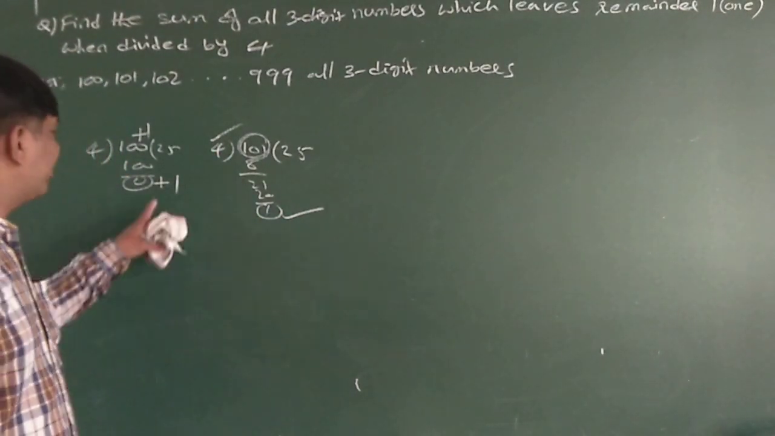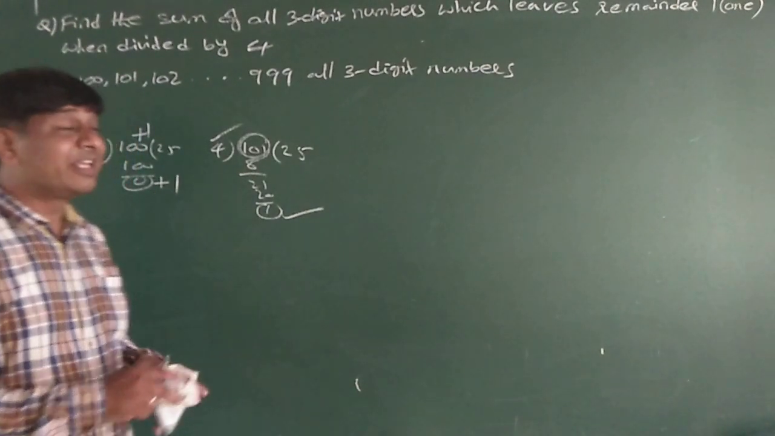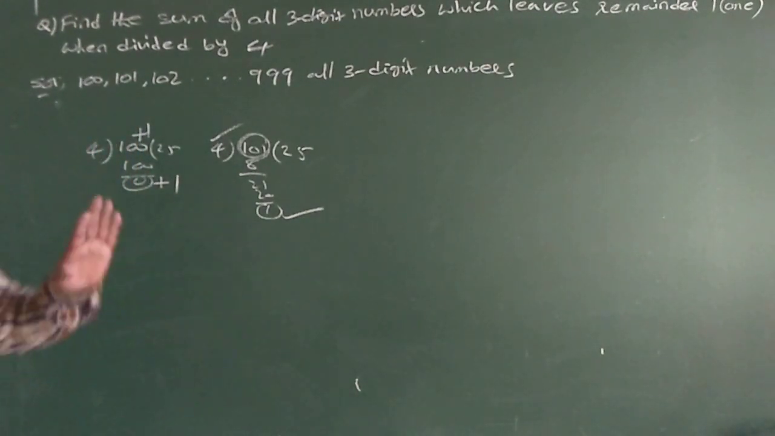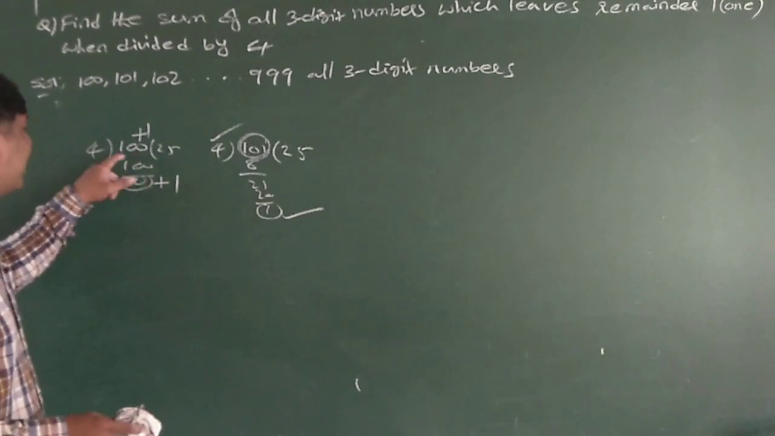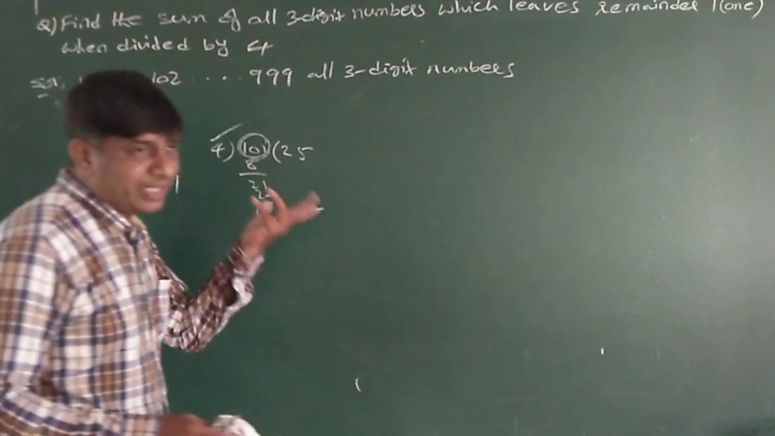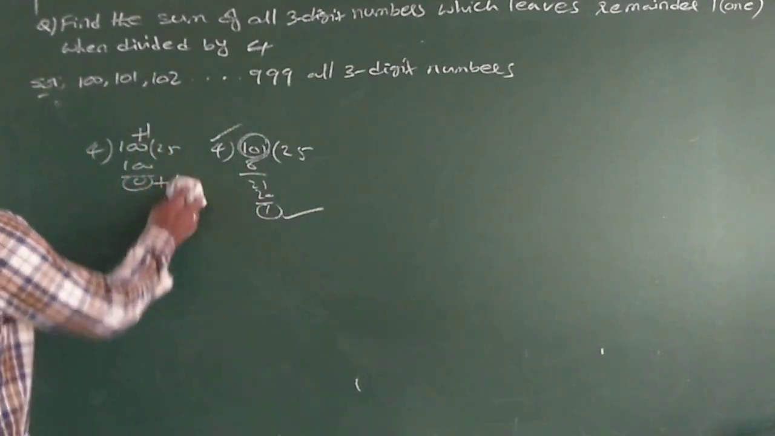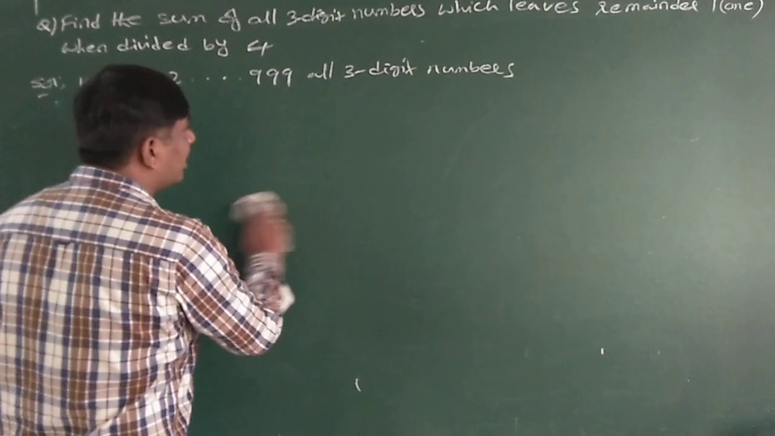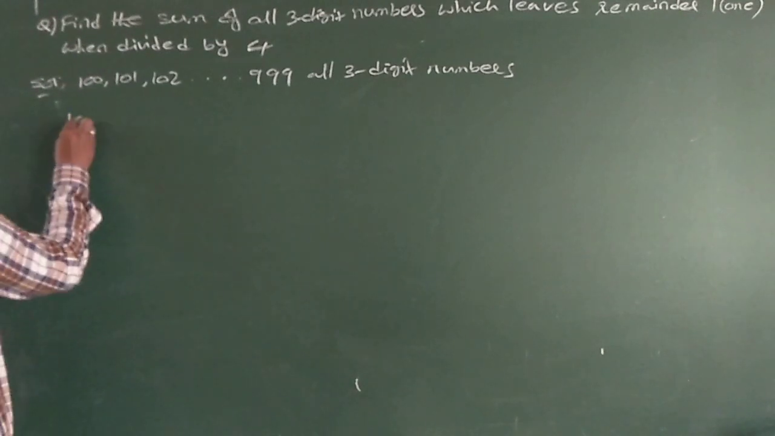Sir, why did you add? You can subtract, sir. If I subtract 1, this 100 becomes a 2-digit number, 99. So I don't subtract. So 101 will be the first 3-digit number.